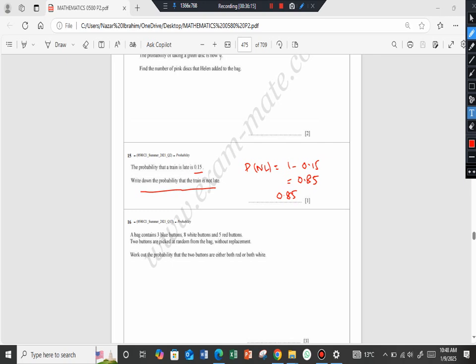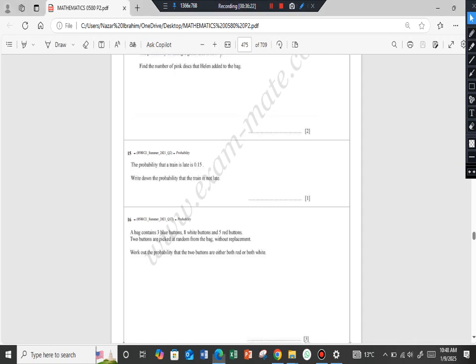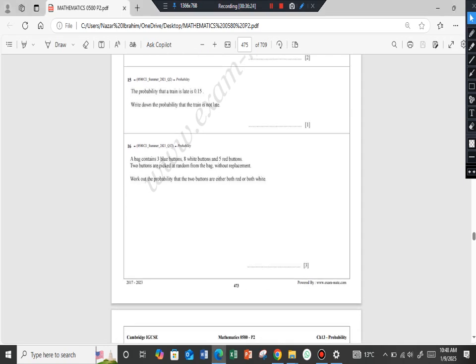Okay, let's move further to question number 16. In question number 16 we have a bag that contains 3 blue buttons, 8 white buttons, 5 red buttons. 2 buttons are picked at random from the bag without replacement. What is the probability that the 2 buttons are either both red or both white? So both red is one case, both white is another case, plus.